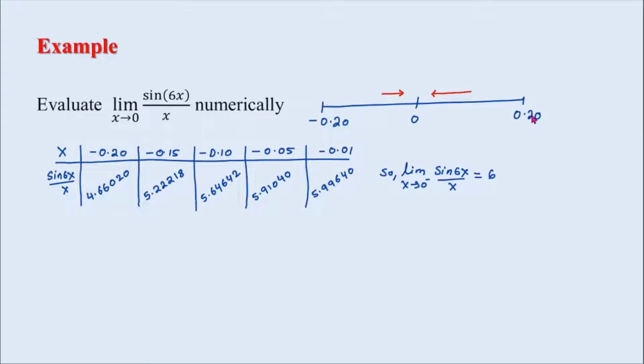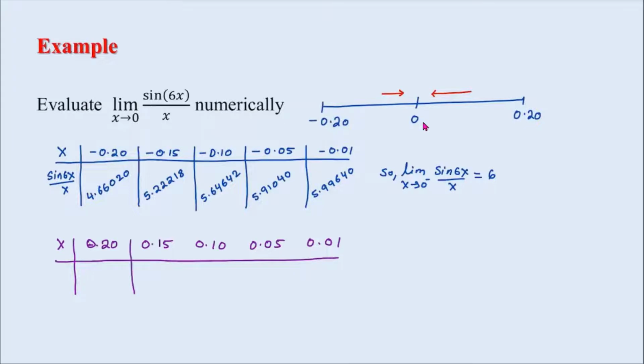So when we go from 0.20 closer to 0, what happened to the value of the function? So let's do that now. Again, we take the x values, and in this case, it is 0.20. We are starting from here, and we want to go towards 0. Then 0.15, then 0.10, then 0.05, and finally you go very close, that is 0.01. So we choose different values of x. Let me complete the table.